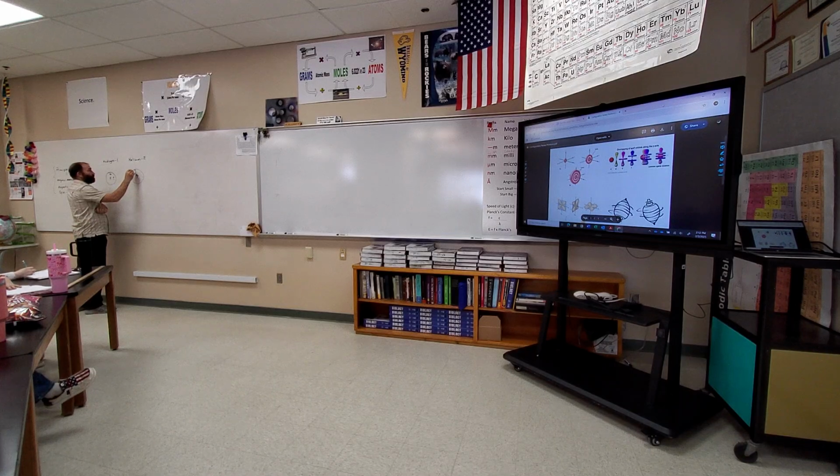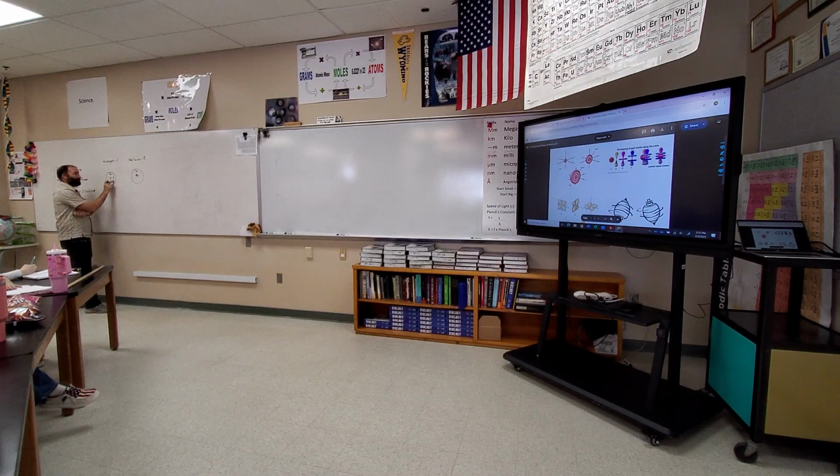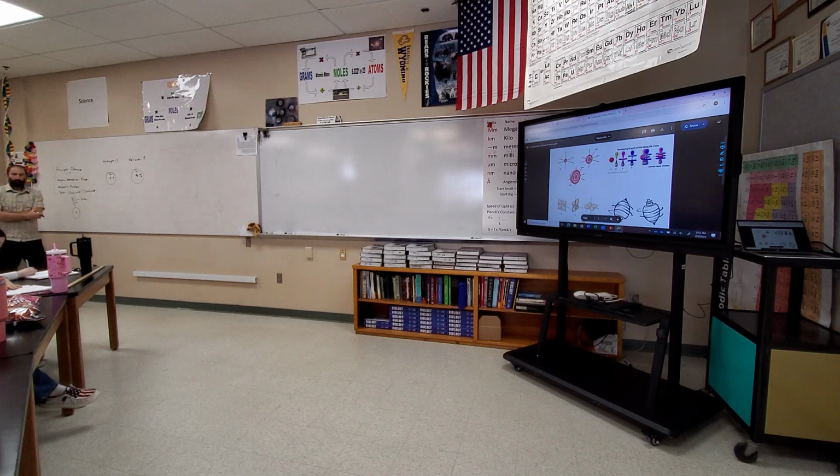So we're still in the first energy level, and we're going to have 2 electrons, but they're not going to be spinning the same direction. So we're going to show one spinning up and one spinning down. The arrows represent the direction that the electrons are spinning, clockwise or counterclockwise. One spinning one way, one spinning the other.